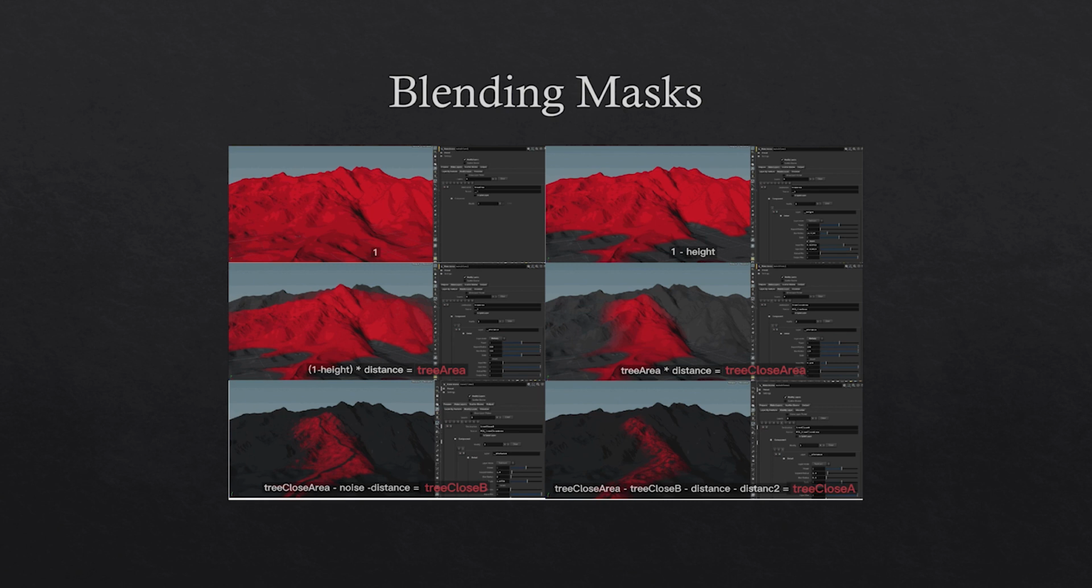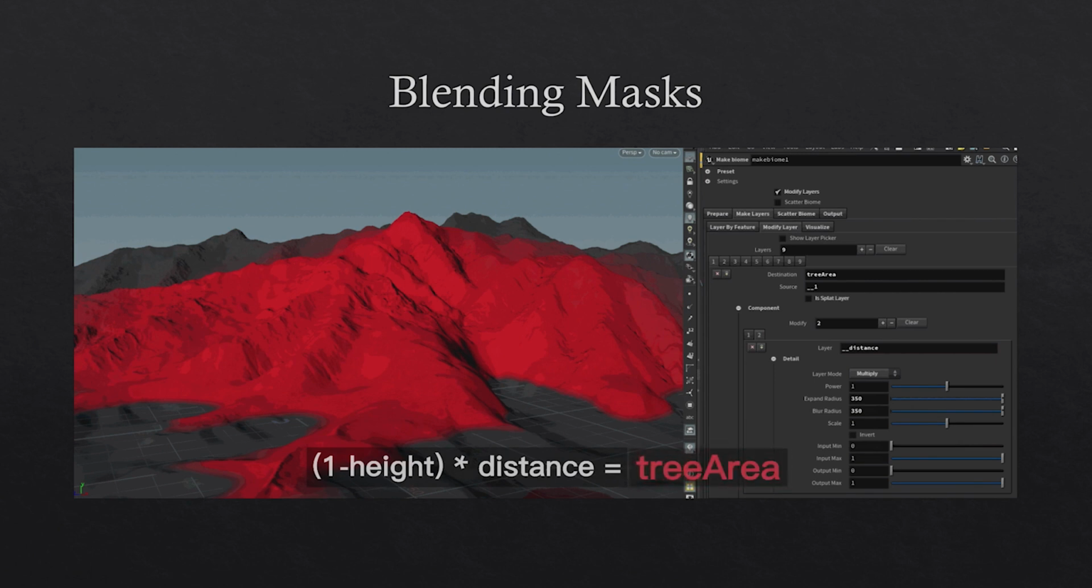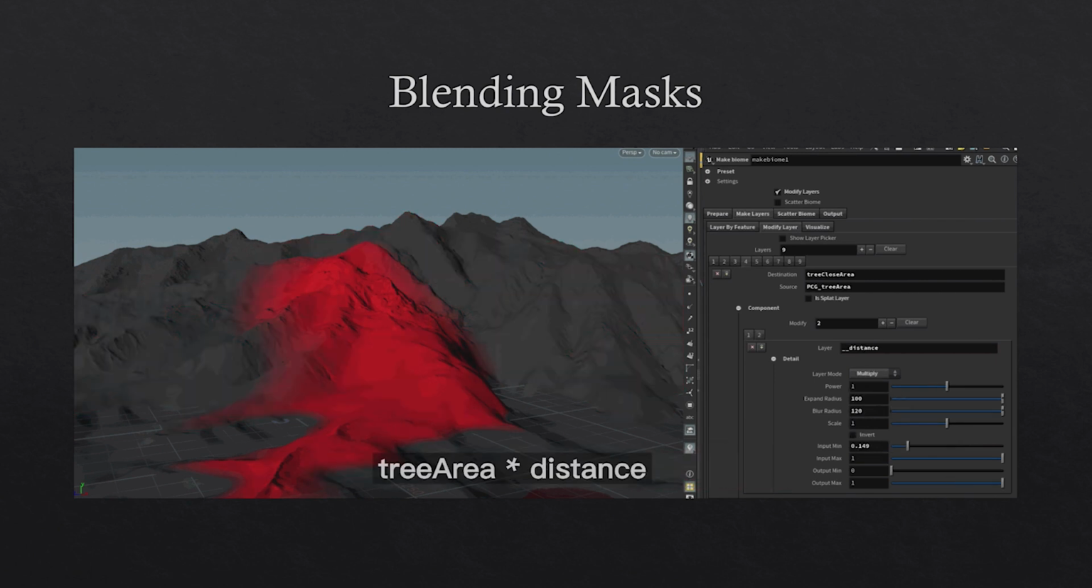On the other hand, we add more randomness to the remaining mask and get tree close A. Later, we can use tree close A and tree close B to generate foliage nearby the Great Wall. This is the motion picture for the process.